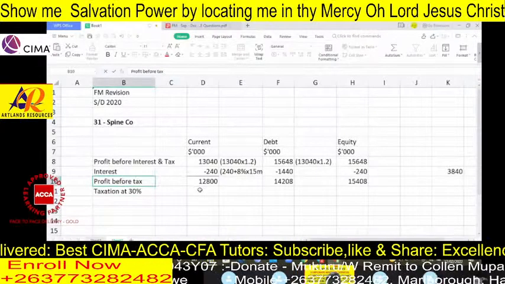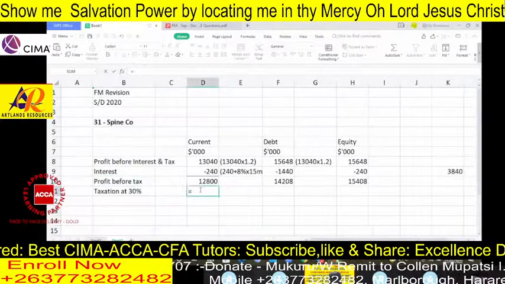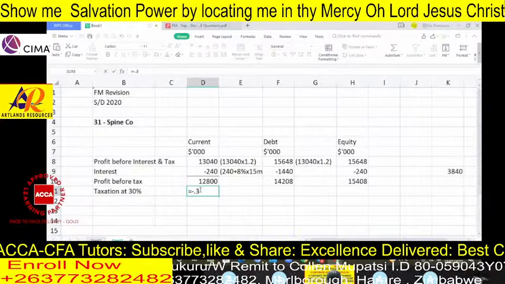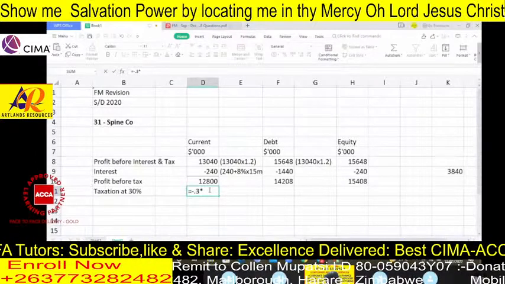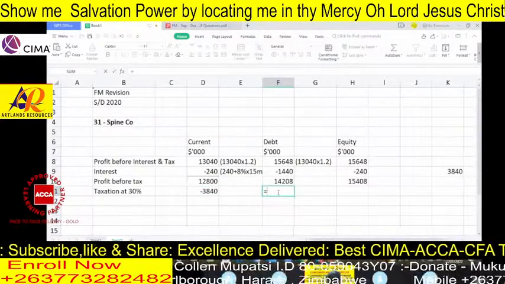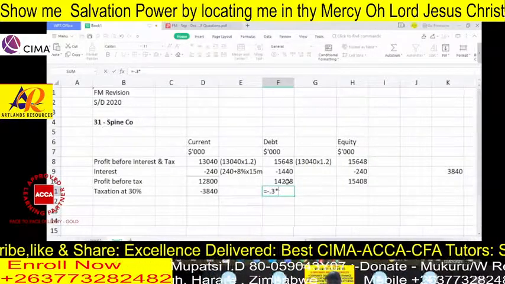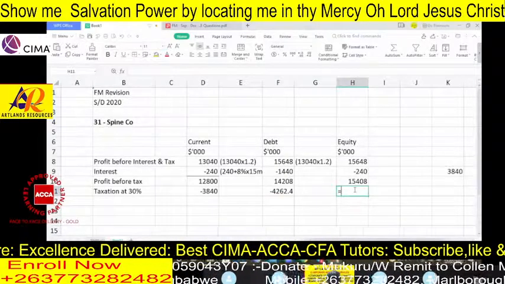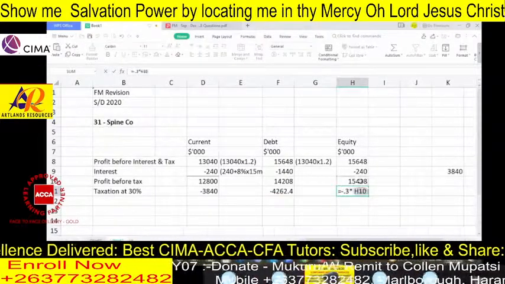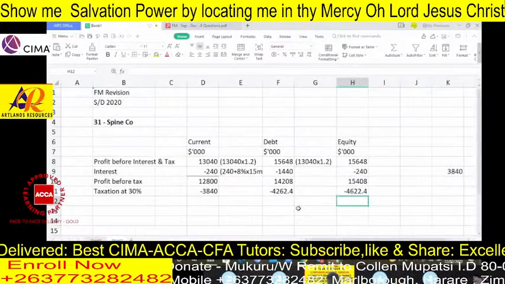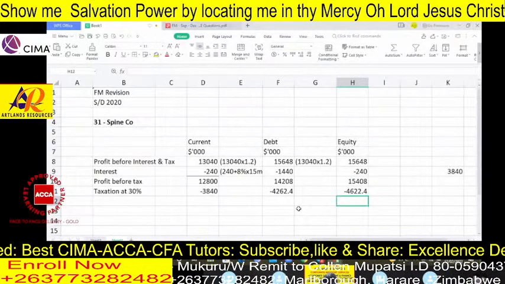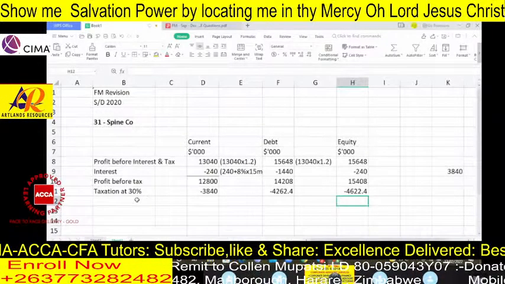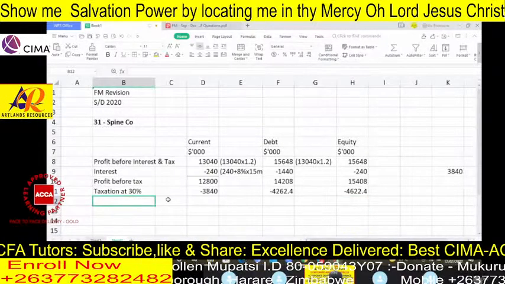Profit before tax. So profit before tax equals minus taxation equals minus 0.3 here, multiplied by that figure there, and then here equals minus 0.3 multiplied by that figure there, then there equals minus 0.3 multiplied by that figure there. All right, so you have your tax figures there. It's not the same at all. And then you have profit for the year.